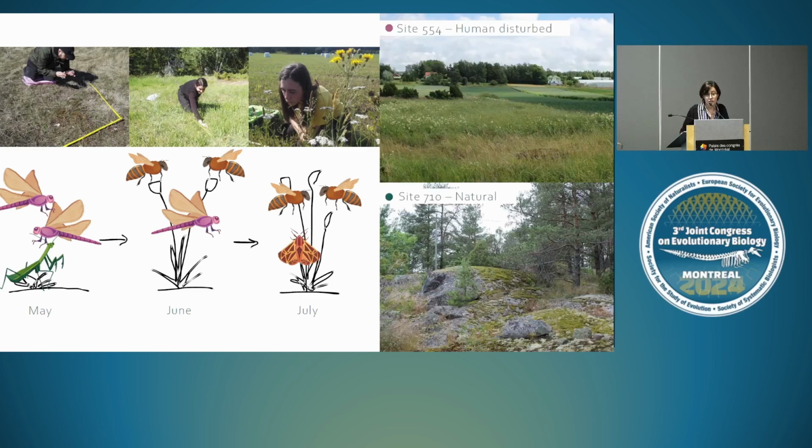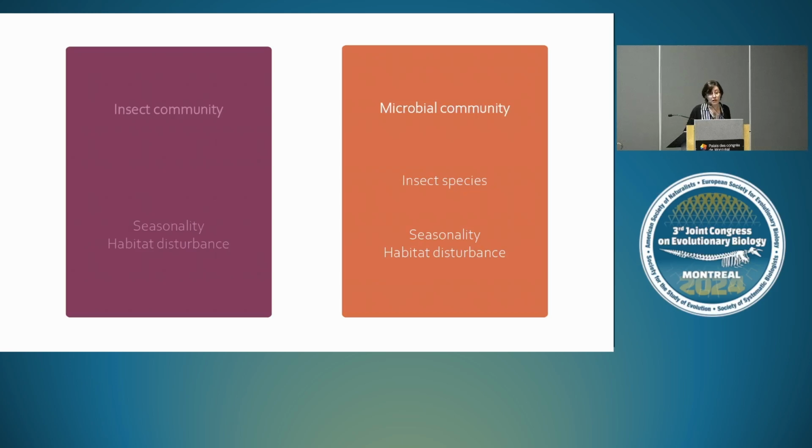And on the other hand, the surrounding areas doesn't affect much. And this can be explained by the fact that although the surrounding area quality varies, the quality of the site doesn't vary that much. And then the surrounding area may not offer a huge obstacle for the insects to disperse among those sites. But okay, we can now look at the microbial composition and how it is affected then by the insect species, by seasonality, and habitat disturbance.